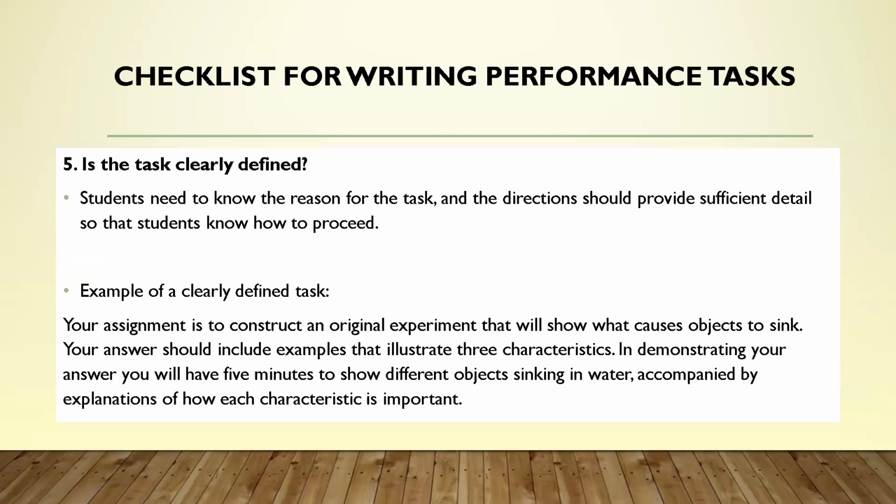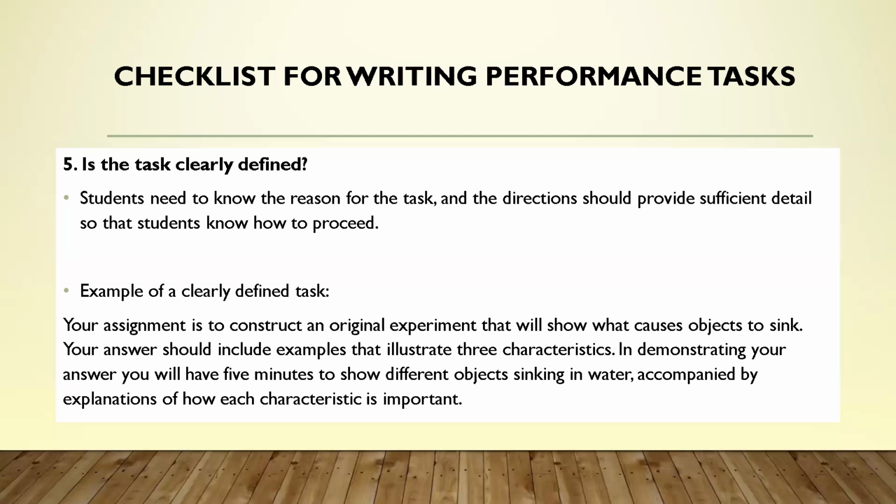Your assignment is to construct an original experiment that will show what causes objects to sink. Your answer should include examples that illustrate three characteristics. In demonstrating your answer, you will have 5 minutes to show different objects sinking in water, accompanied by explanations of how each characteristic is important.